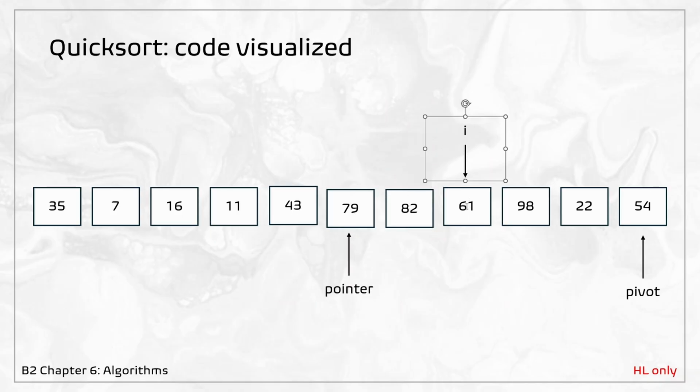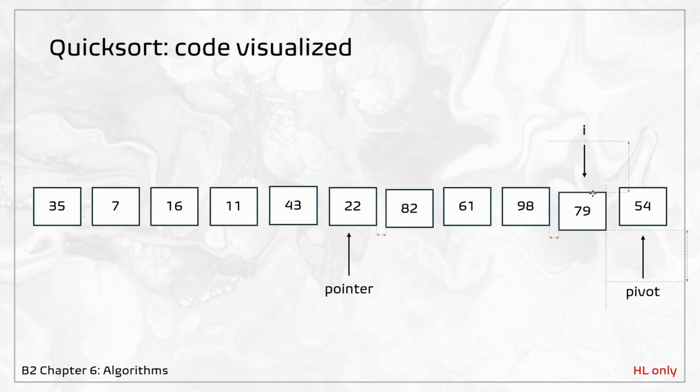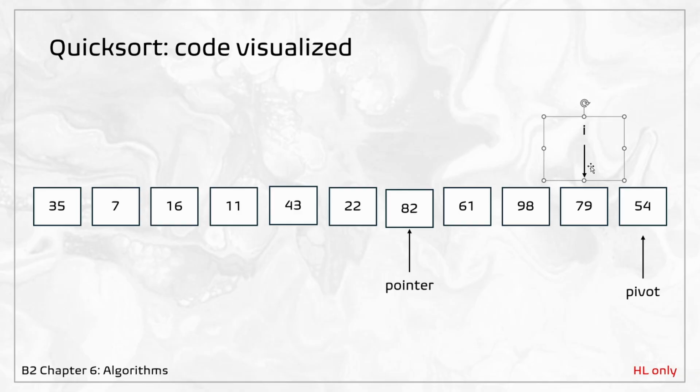Now is 61 less than the pivot? No. So we just move on. Is 98 less than the pivot? No. Then we just move on. Is 22 less than the pivot? Yes. So now we swap these two around again. We increment the pointer, and now since we've reached the pivot, we don't actually count this pivot, so I just stays here.